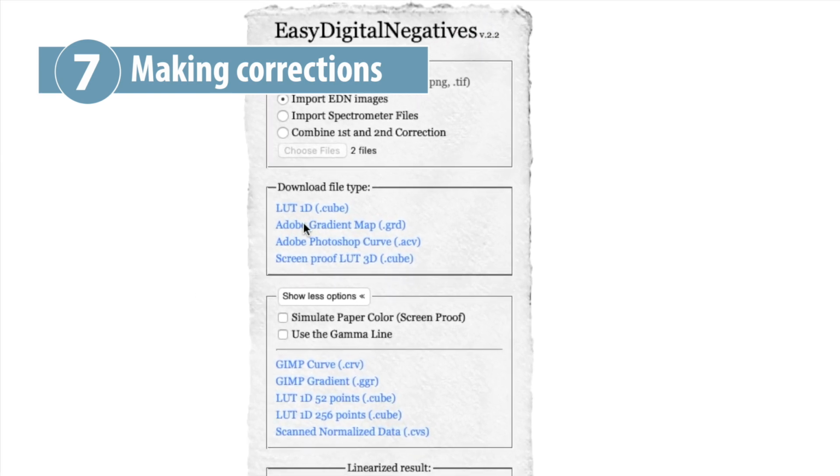We save the corrections to our computer by clicking on the desired type of correction file. If we are using Adobe Photoshop, it is best to use the Adobe Gradient Map file. In case we are using the GIMP program, it is best to use the GIMP Gradient file. However, in most other digital photo editing programs, we can use corrections stored in a LUT file. Easy Digital Negative can also create a file that shows how a photo will look on paper. To download this file to our computer, we click on the Screen Proof LUT link.